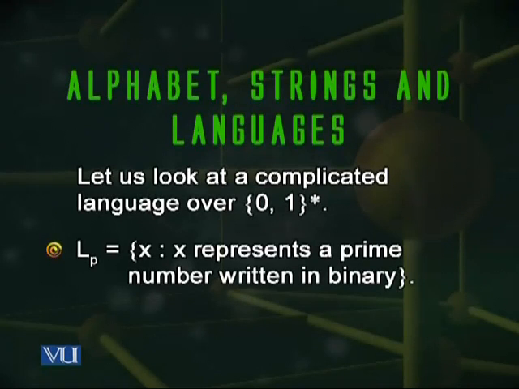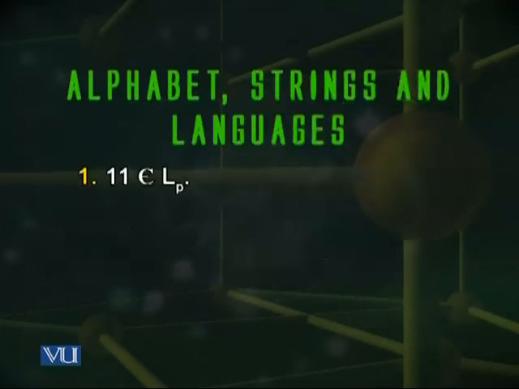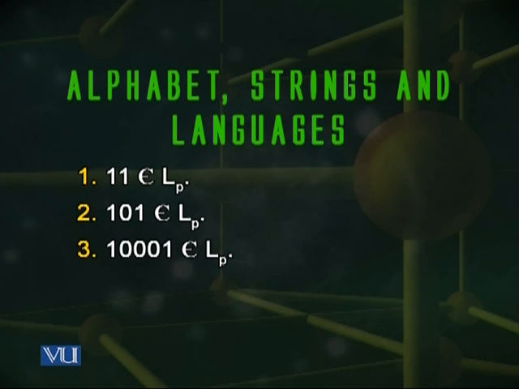Let LP be the set of all strings such that when we interpret the string in binary, we get a prime number. So for example, 1 1 is a string in LP. 1 0 1 is also a string in LP because it denotes the number 5, which is a prime number. Similarly, 1 0 0 0 1 is also in LP because it denotes the number 17, which is a prime. However, 1 0 0, which denotes 4, is not in this language, as this language only consists of primes.